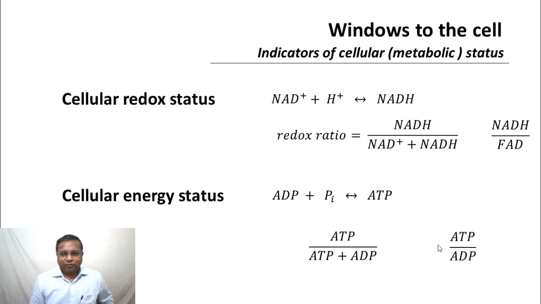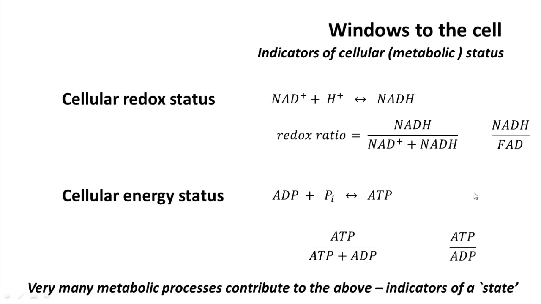Sometimes even ATP by ADP is considered the cellular energy status. There are various ways of defining this. I've just given you a couple of them. What one needs to understand is that very many metabolic processes contribute to the above. So it is not a one-to-one kind of relationship. So many things contribute to redox status, so many things contribute to energy status. So, one needs to interpret this in a fuzzy fashion. It's more of an indicator.